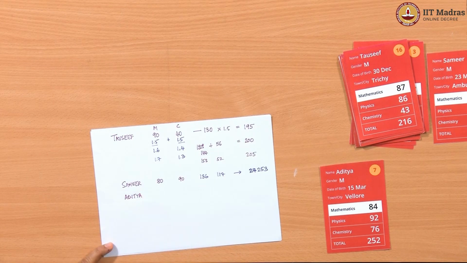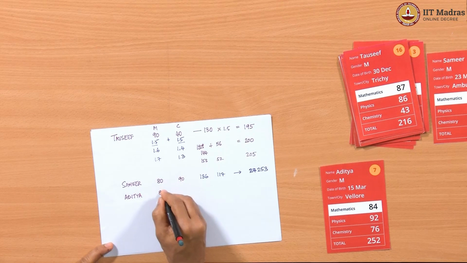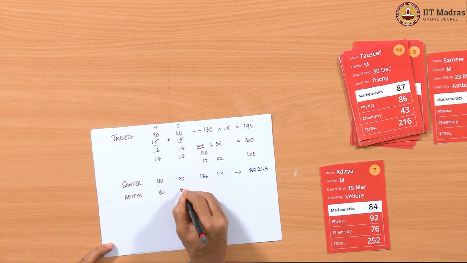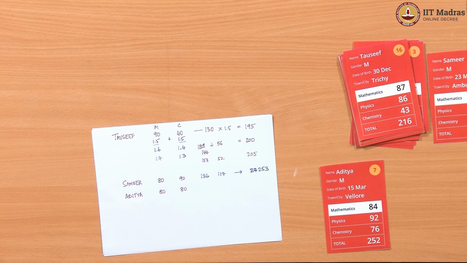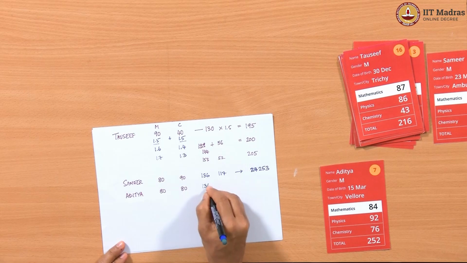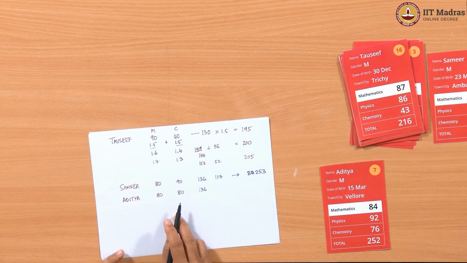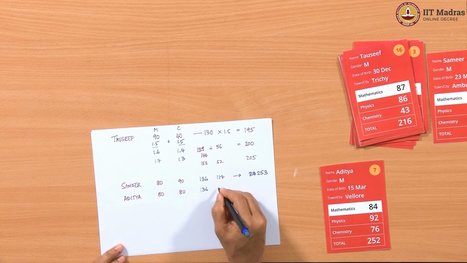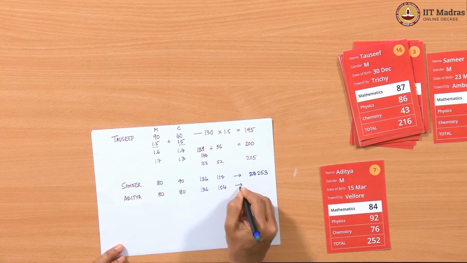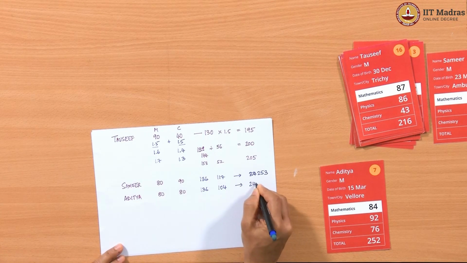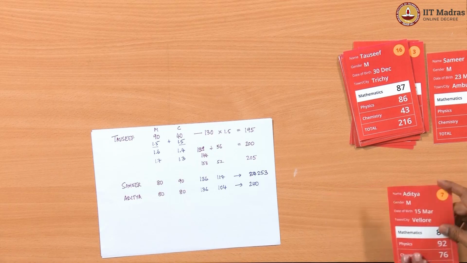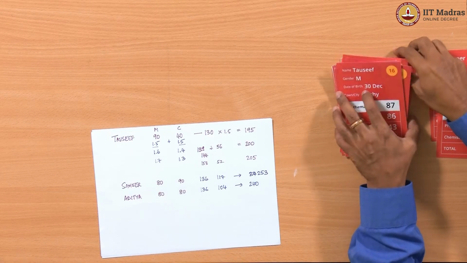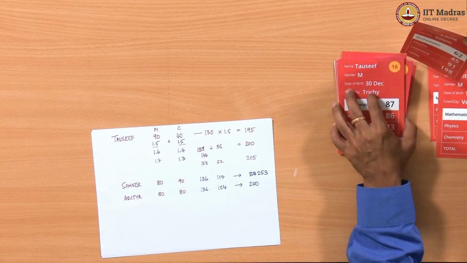So again we round off. So mathematics comes to 80. Chemistry also goes to 80. So 1.7 again we have 136. And here you have 104. 240. Less, it's all right, but not too bad. Plus minus 10, I think it's okay, somewhere around that.